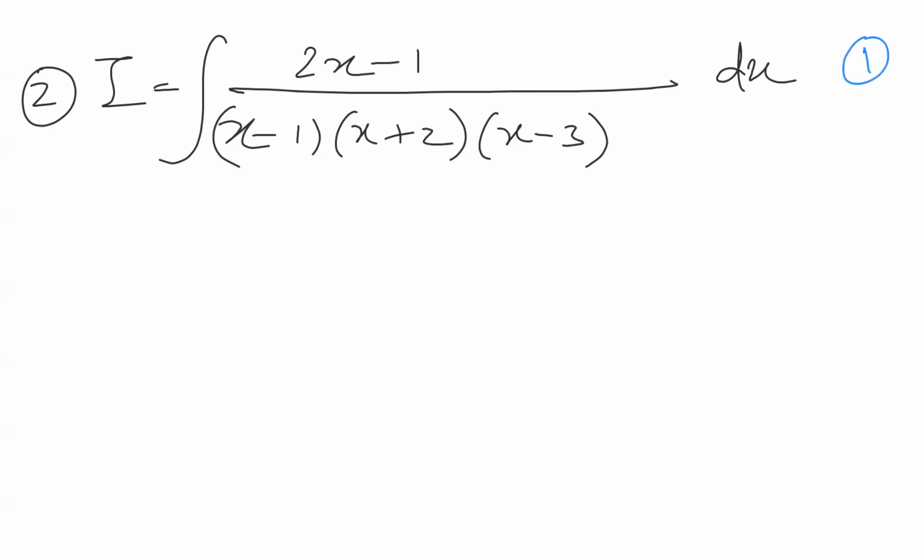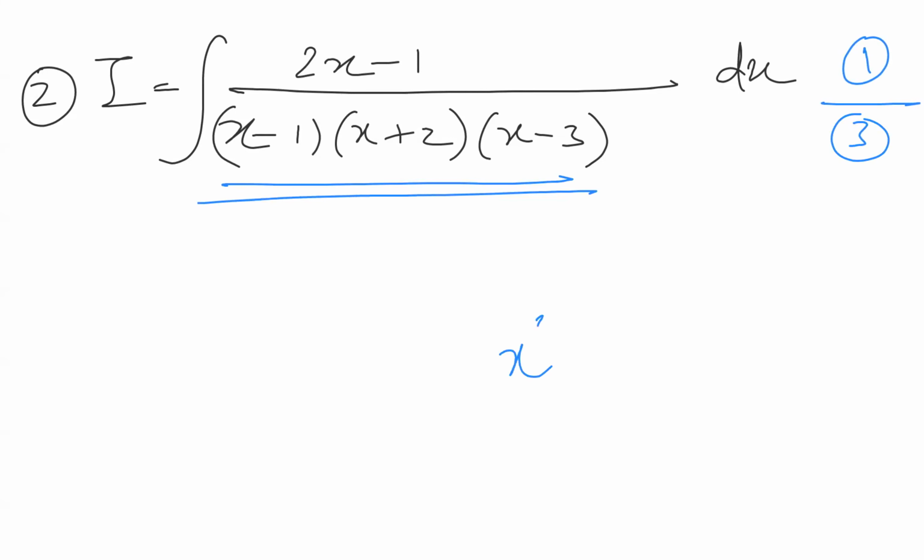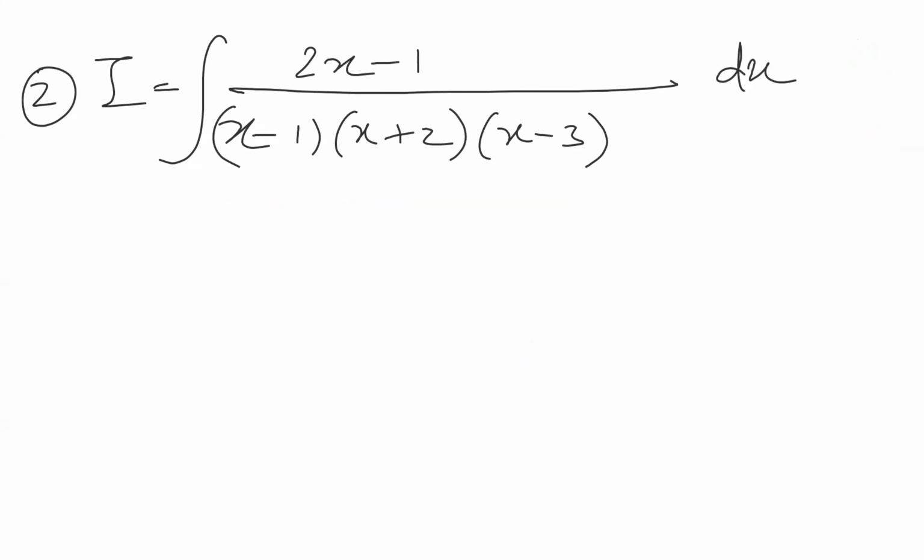The degree of the numerator is 1. And what is the degree of the denominator? Degree is the maximum power of x. Correct. So I got some answers. So degree of the denominator is 3 because we are multiplying all these three terms. So somewhere we'll get x cubed, right? So degree of the numerator is less than degree of the denominator. So we can use partial fractions. Okay. So let this be equation number 1. The numbering of the equations is very important over here.